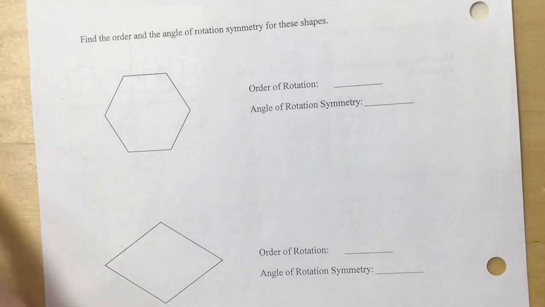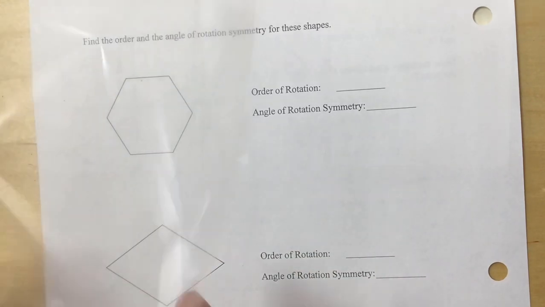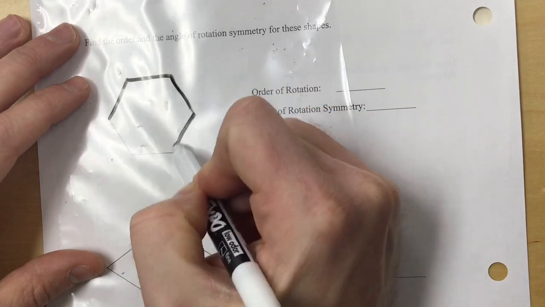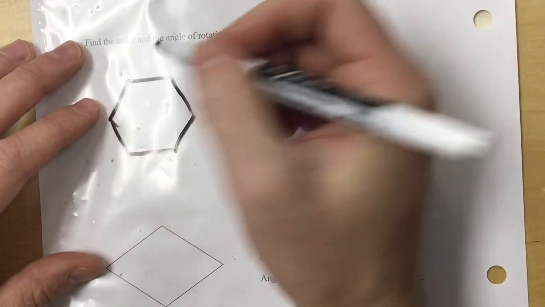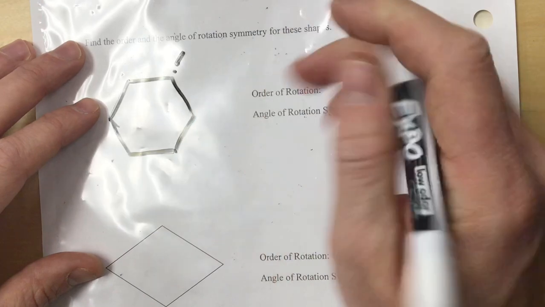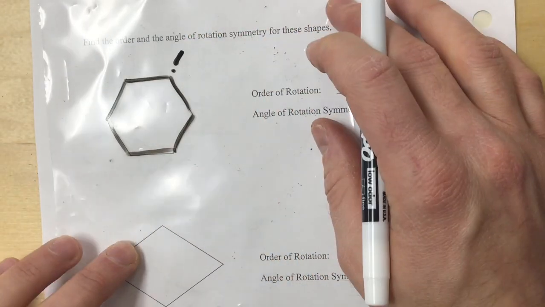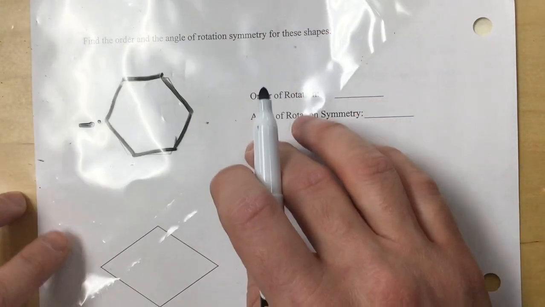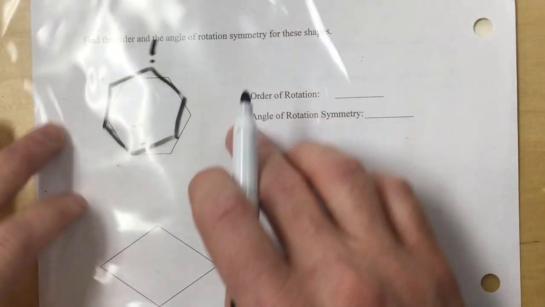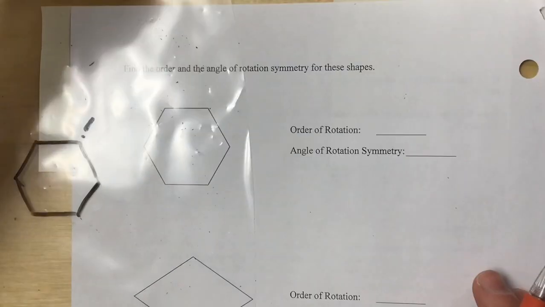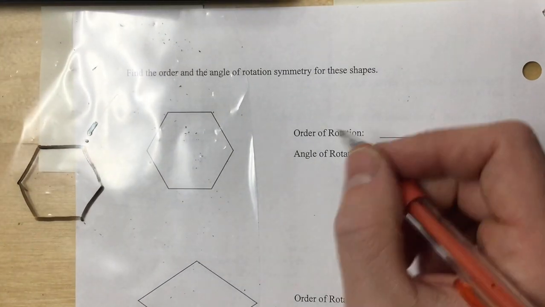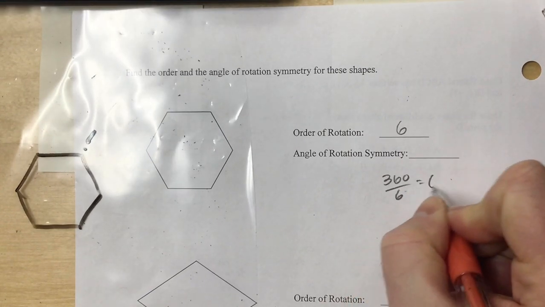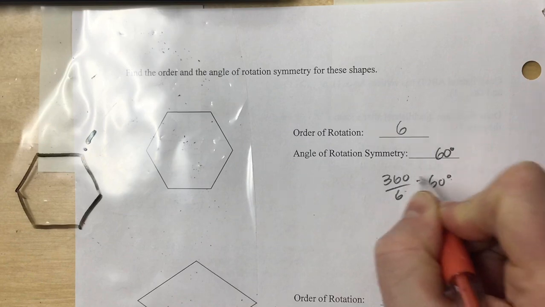Okay, find the order and angle of rotation symmetry for these shapes. So where can we start? Let's start when it lines up back at this corner here. Okay, so 1, 2, 3, 4, 5, 6. So the order of rotation is 6, and the angle is going to be 360 divided by 6, which is 60 degrees. Okay.